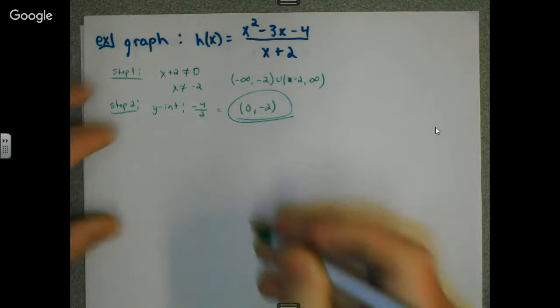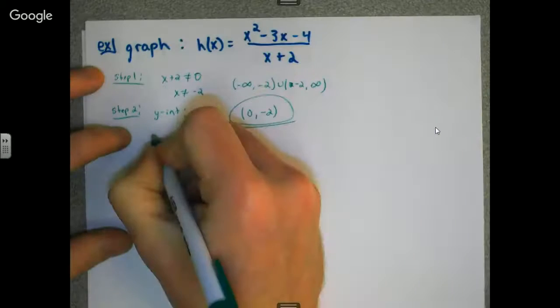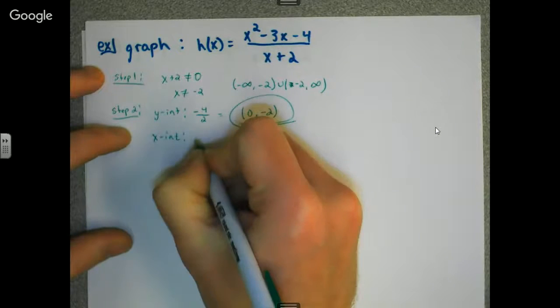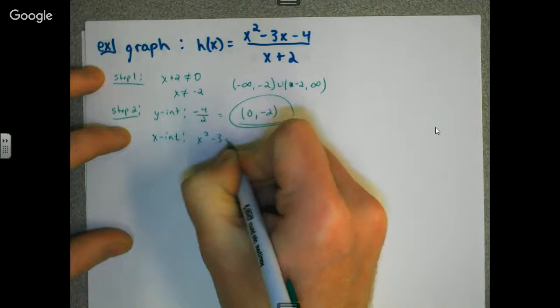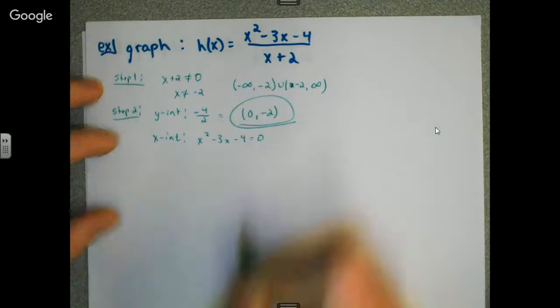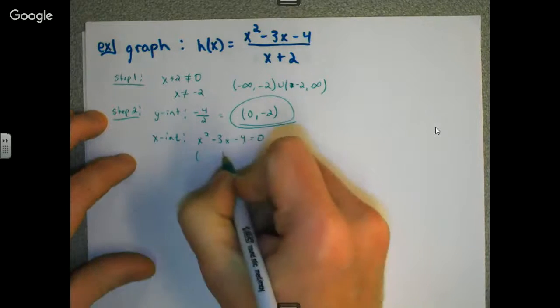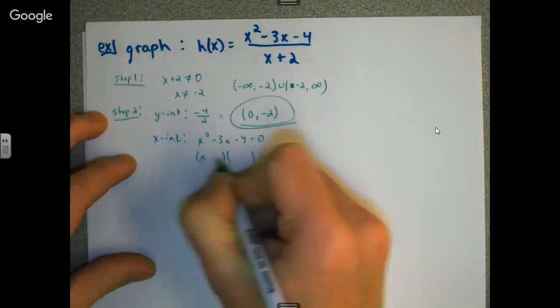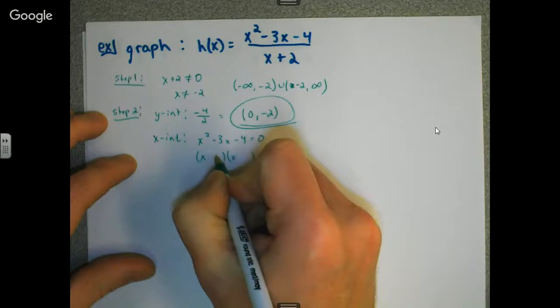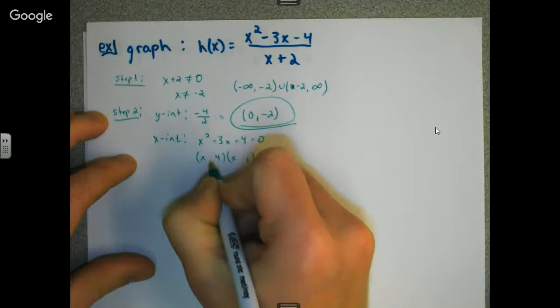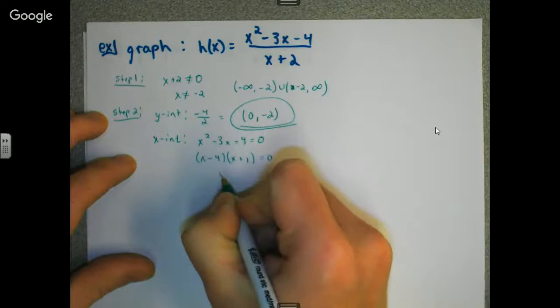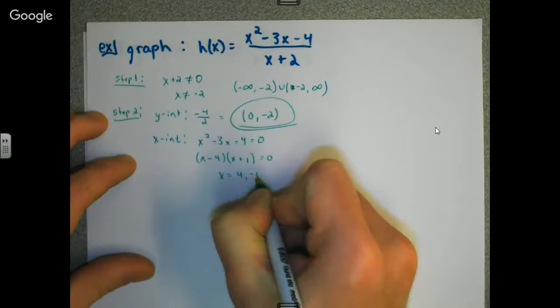For x-intercept, we set the top equal to 0. x squared minus 3x minus 4 equals 0. We need to factor that. Factors of 4 that subtract to 3. That's 4 and 1. Signs are different. The bigger one is negative. So x equals 4 and minus 1.